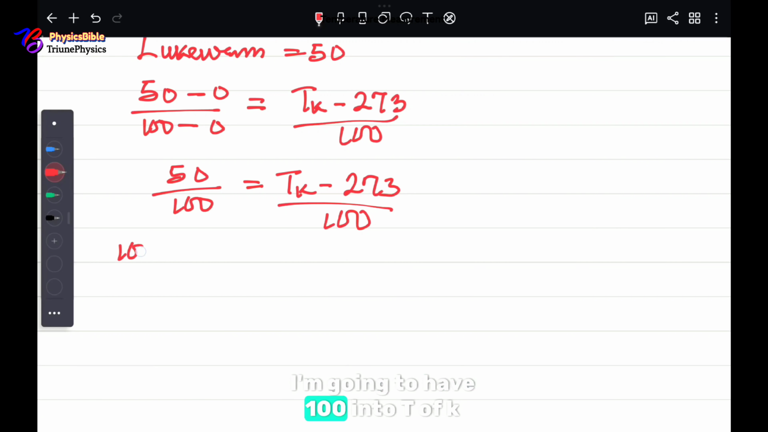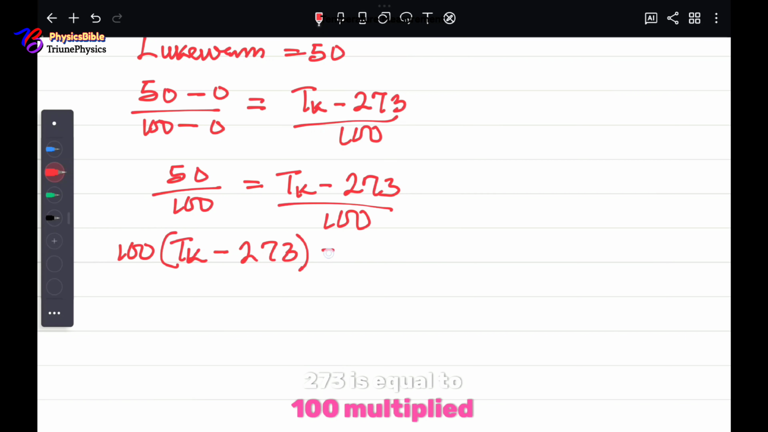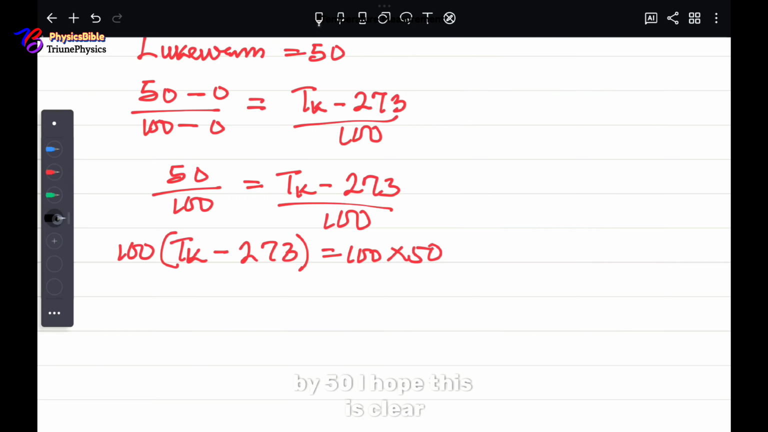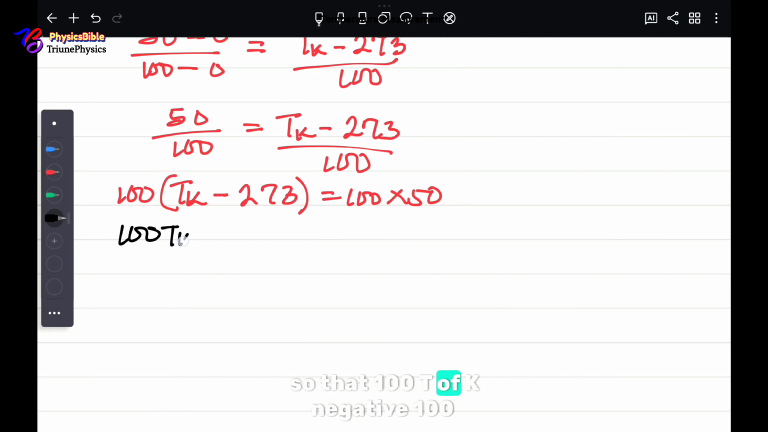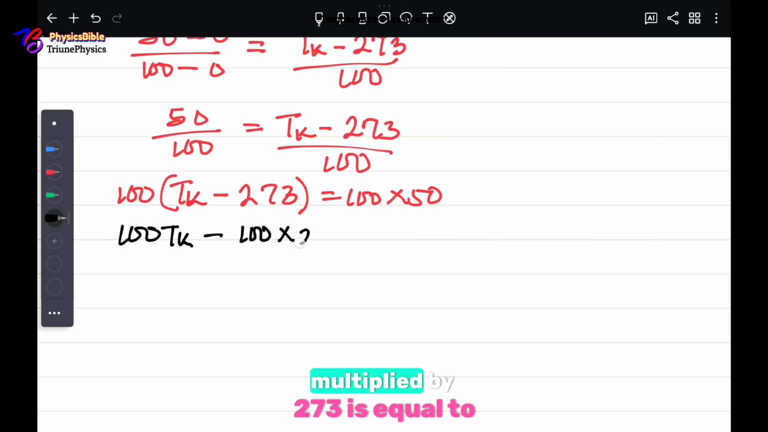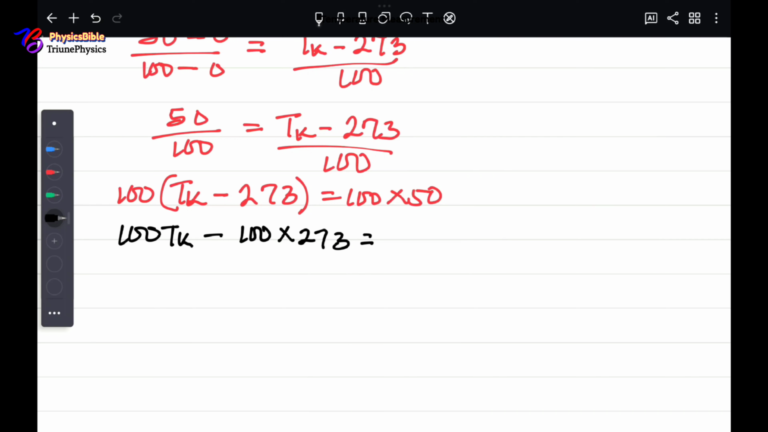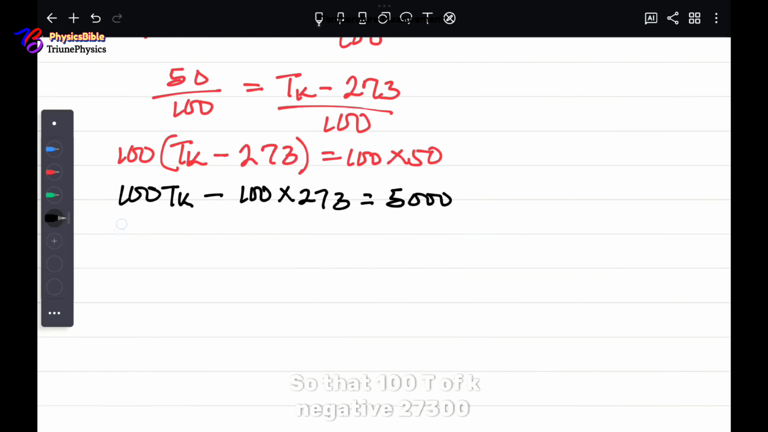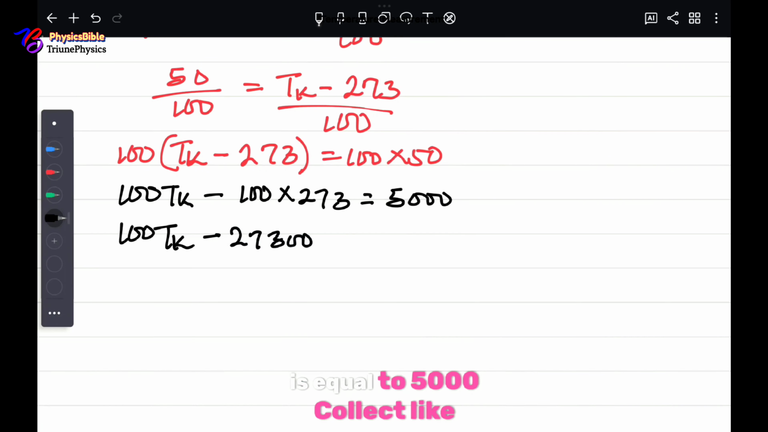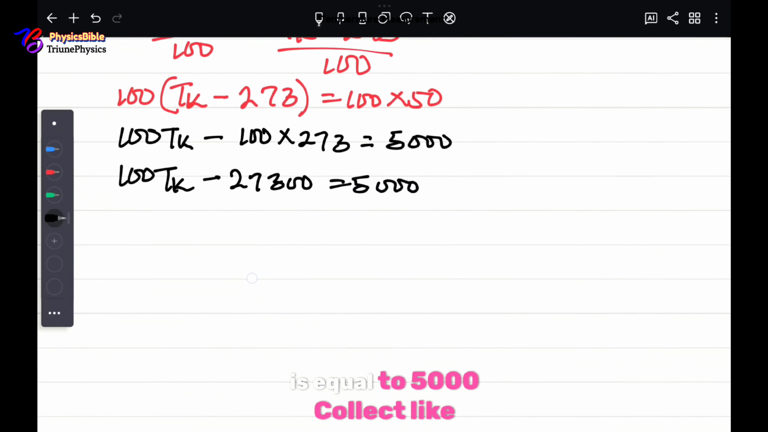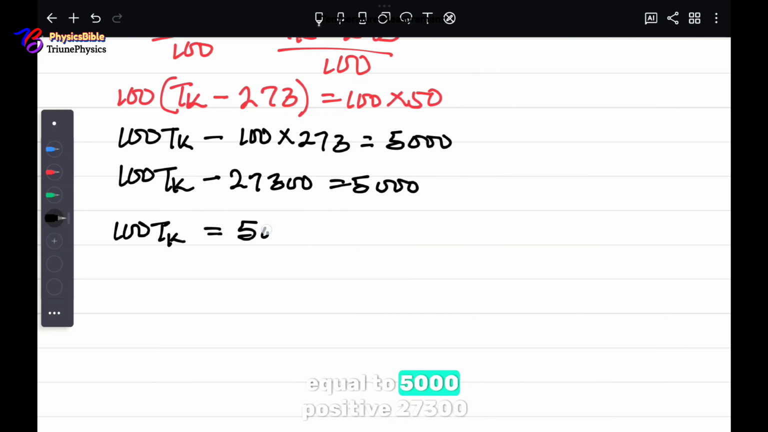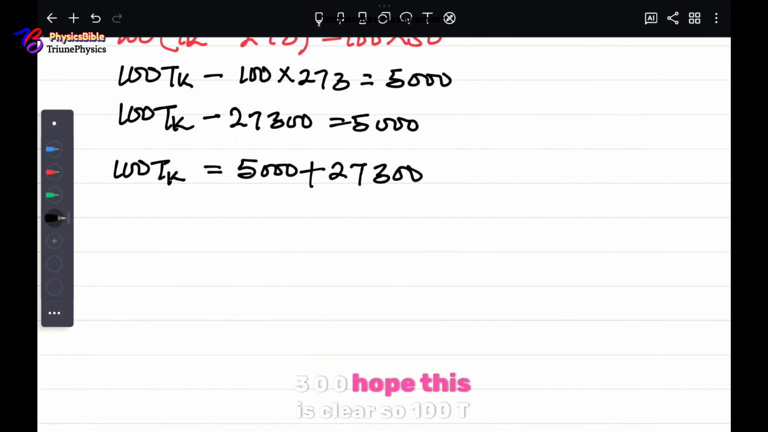You're going to have 100 into T of K negative 273 is equal to 100 multiplied by 50. I hope this is clear. So that 100 T of K negative 100 multiplied by 273 is equal to 5,000. 100 T of K negative 27,300 is equal to 5,000. Collect like terms so that 100 T of K is equal to 5,000 positive 27,300. Hope this is clear.